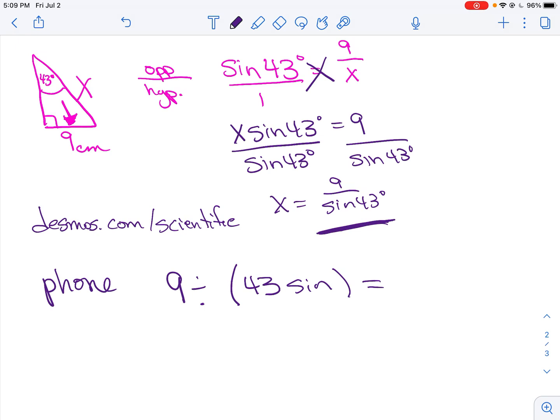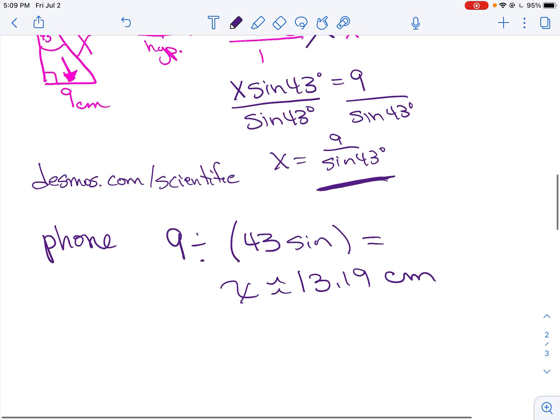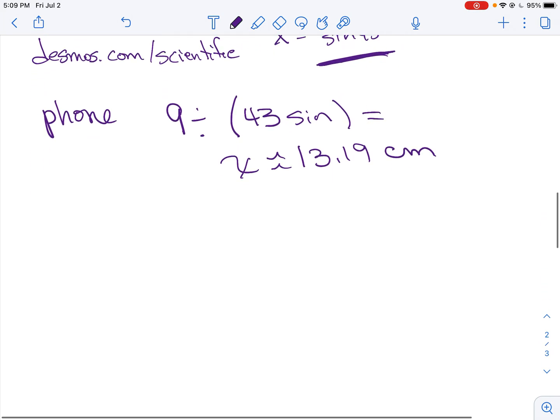So 9 divided by 43 sine, and you would get 13.19. So x is approximately 13.19 centimeters. Okay.